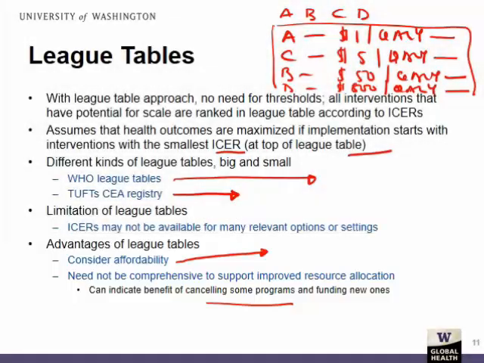So in summary, we have those three approaches. The first one is GDP based. The second one is based on a benchmark. And the third decision rule is a league table.